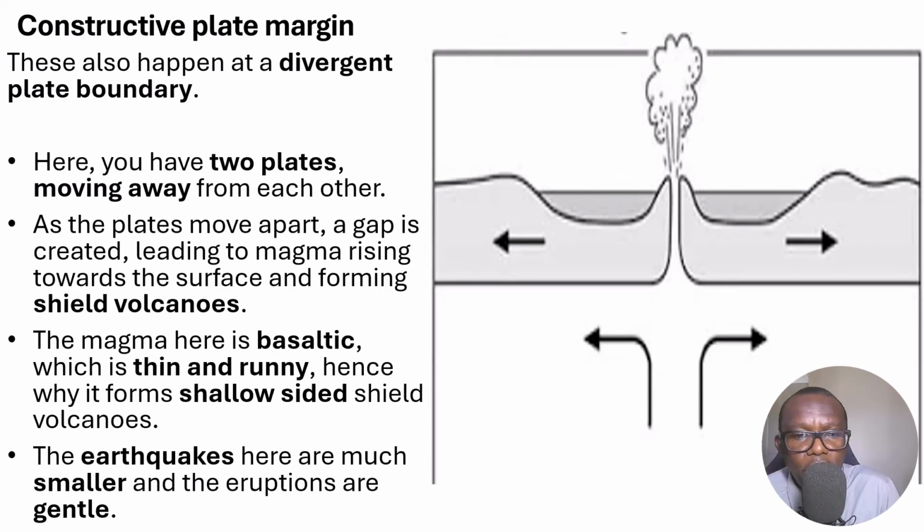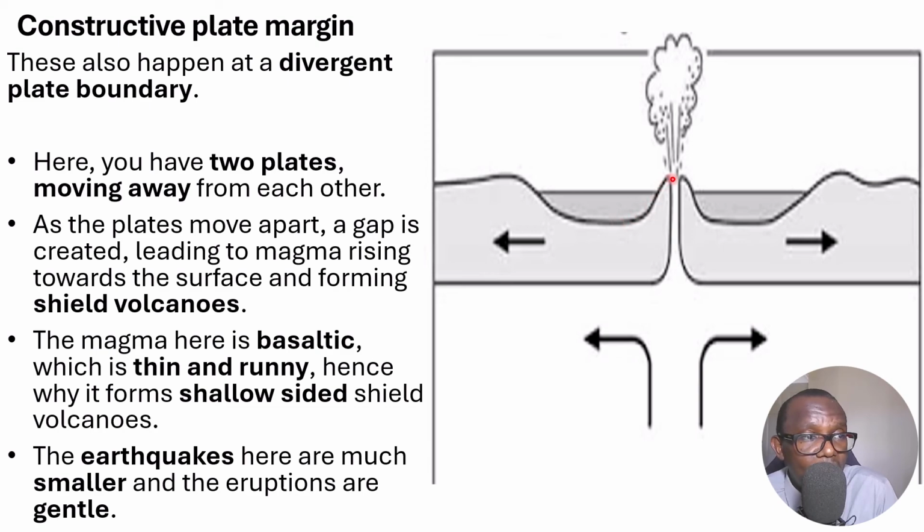So the third type of plate margin is a constructive plate margin. These happen at a divergent plate boundary. And in this case, as you can see here, there are two plates, they are moving away from each other. Now, as they move away from each other, they normally will create some space or a gap in between them. And as a result of that, magma will well up from the interior of the earth or from the mantle and find its way to the surface.